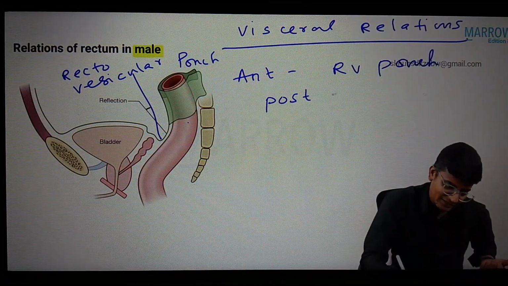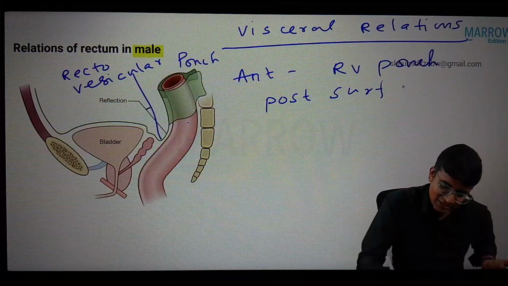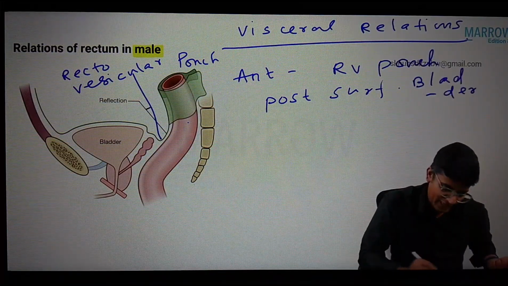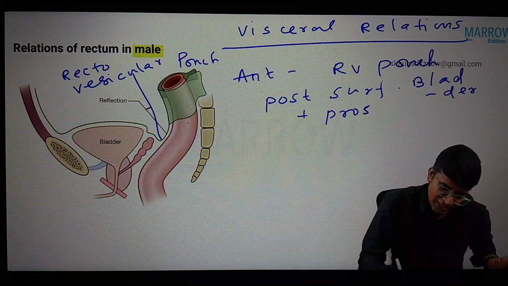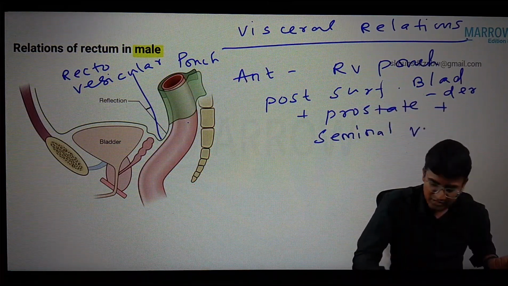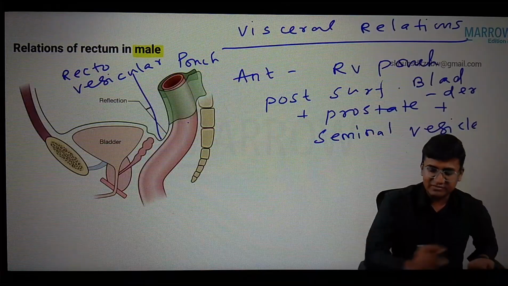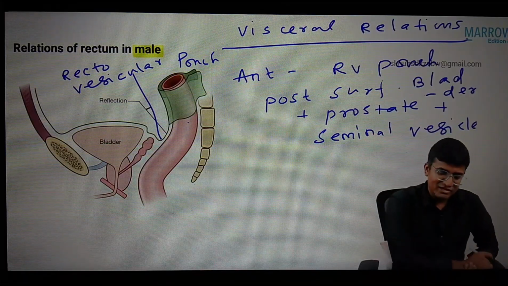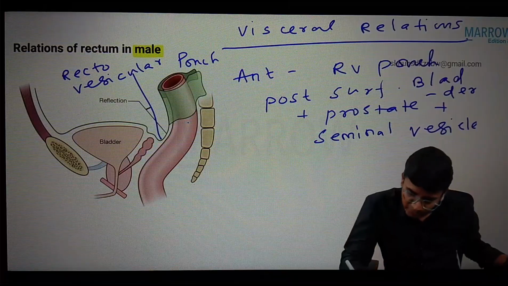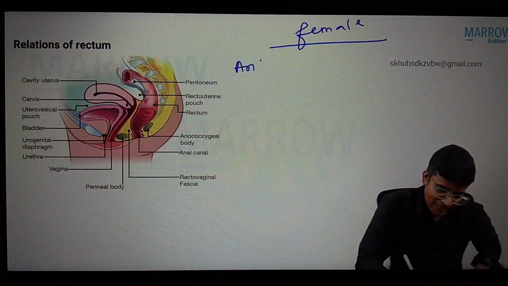Plus, we also see the bladder, the posterior surface of the bladder. Okay. Plus the prostate gland. Plus the seminal vesicle. So these structures we are seeing in the front side. Okay. Male. Now next to female.